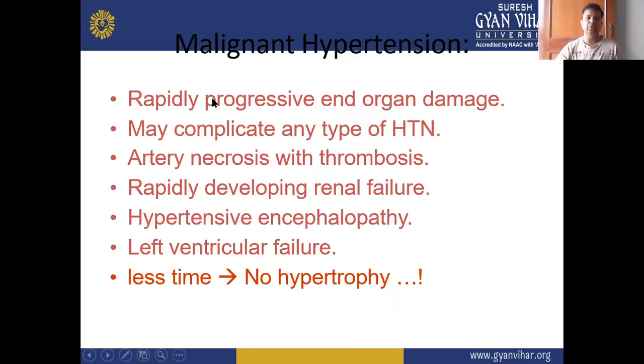Let's discuss malignant hypertension. It is a rapidly progressive end organ damage that may complicate any type of hypertension. Artery necrosis with thrombosis may occur. Rapidly developing renal failure may occur. Hypertensive encephalopathy may occur. Left ventricular failure may occur, and left ventricular hypertrophy may occur.